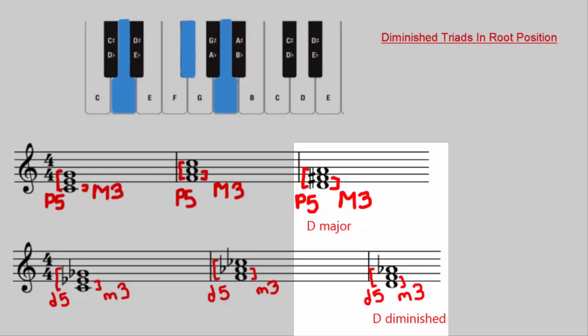The final example of this video will be the D diminished triad. If we take the fifth and the third from the major triad, in this case the F sharp and the A, and we lower them by a chromatic semitone, making them an F natural and an A flat, we now have a minor third and a diminished fifth, creating our D diminished triad.